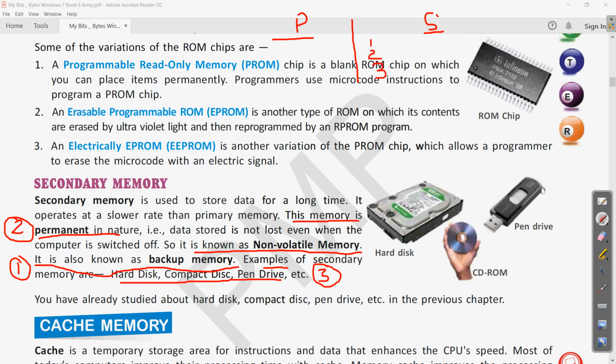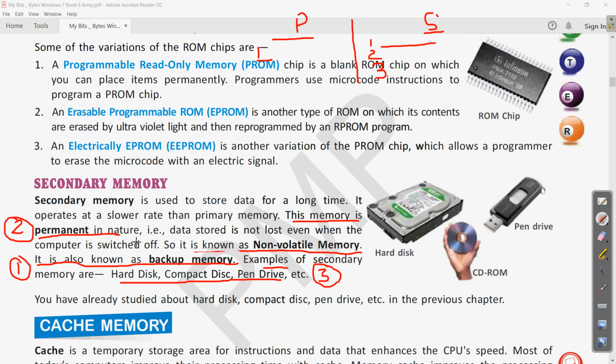What is the first point? In the primary memory we have written the first point as it is known as working memory or main memory. So in the same way in the secondary memory we will write that it is known as backup memory. Clear? So first we will write about the other name of the secondary memory. So it is known as the backup memory. Clear? So this is the first point.